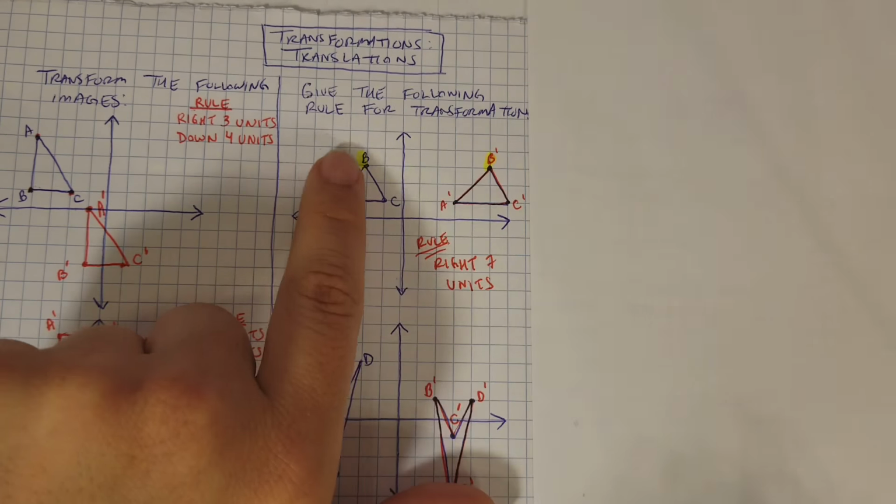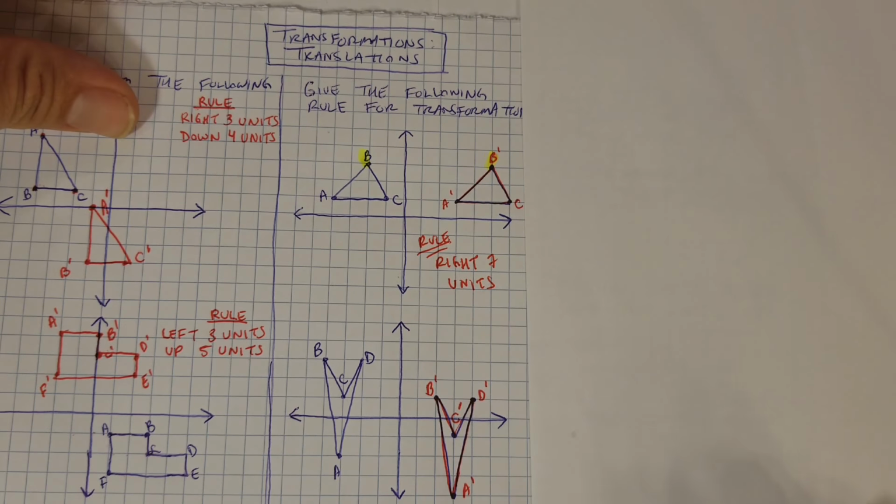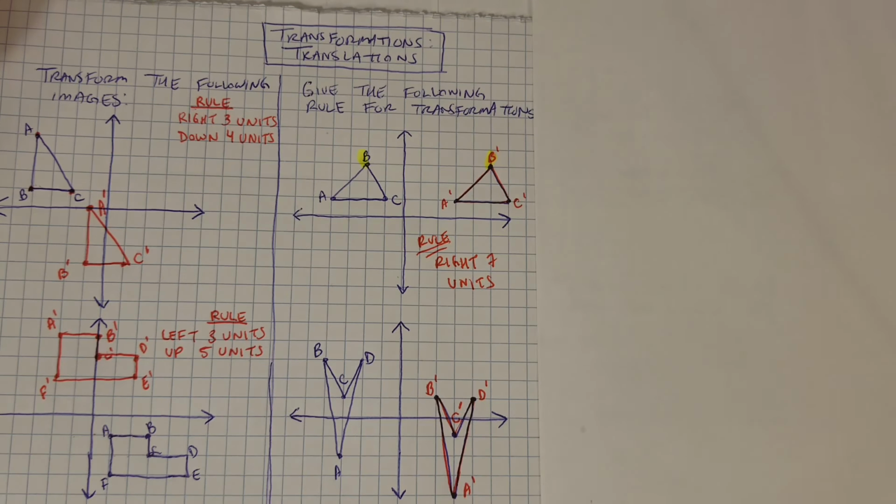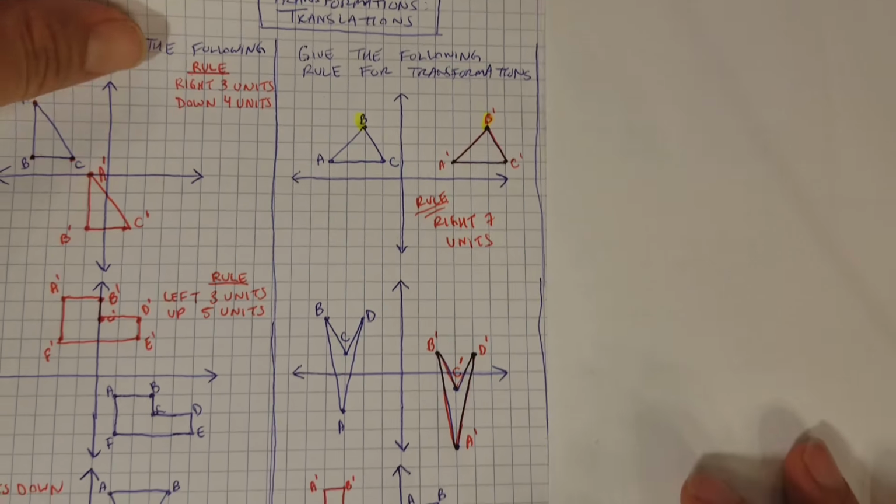So to get from B to B prime, I have to move it to the right 7 spaces. That's all we have to do here. Say the rule that describes this transformation into that transformation. Okay.